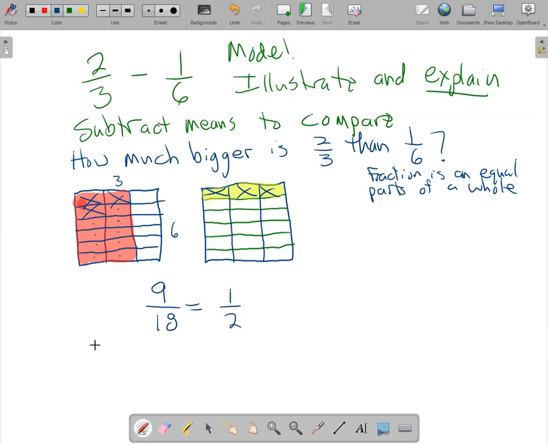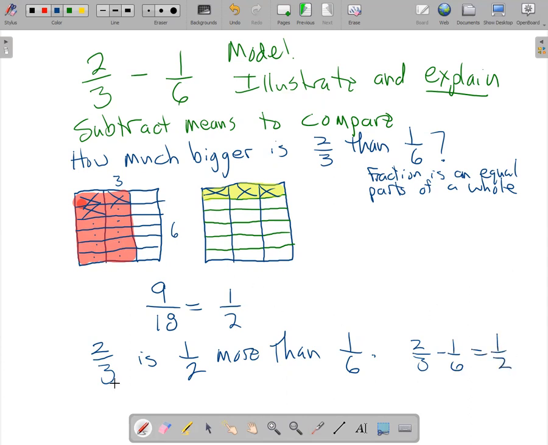So I now have 2/3 is 1/2 more than 1/6. Another way of saying that is 2/3 minus 1/6 has to be 1/2.